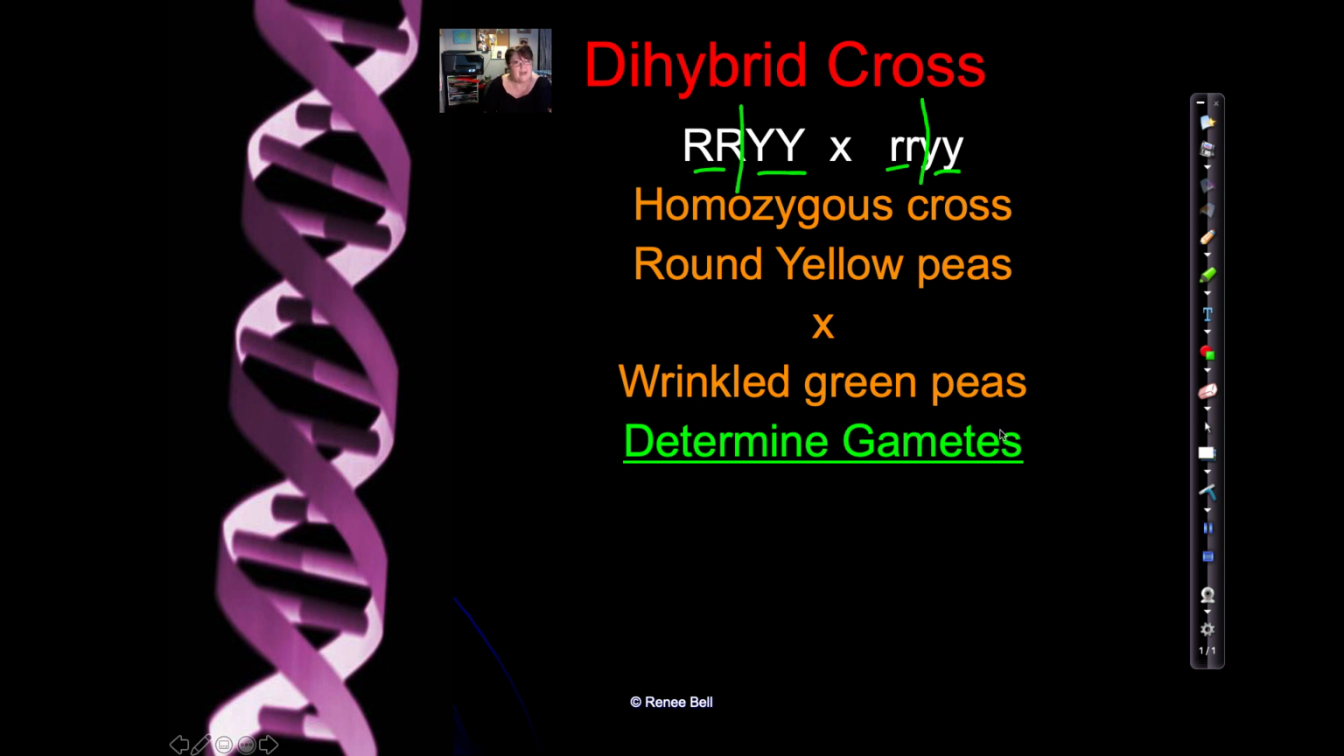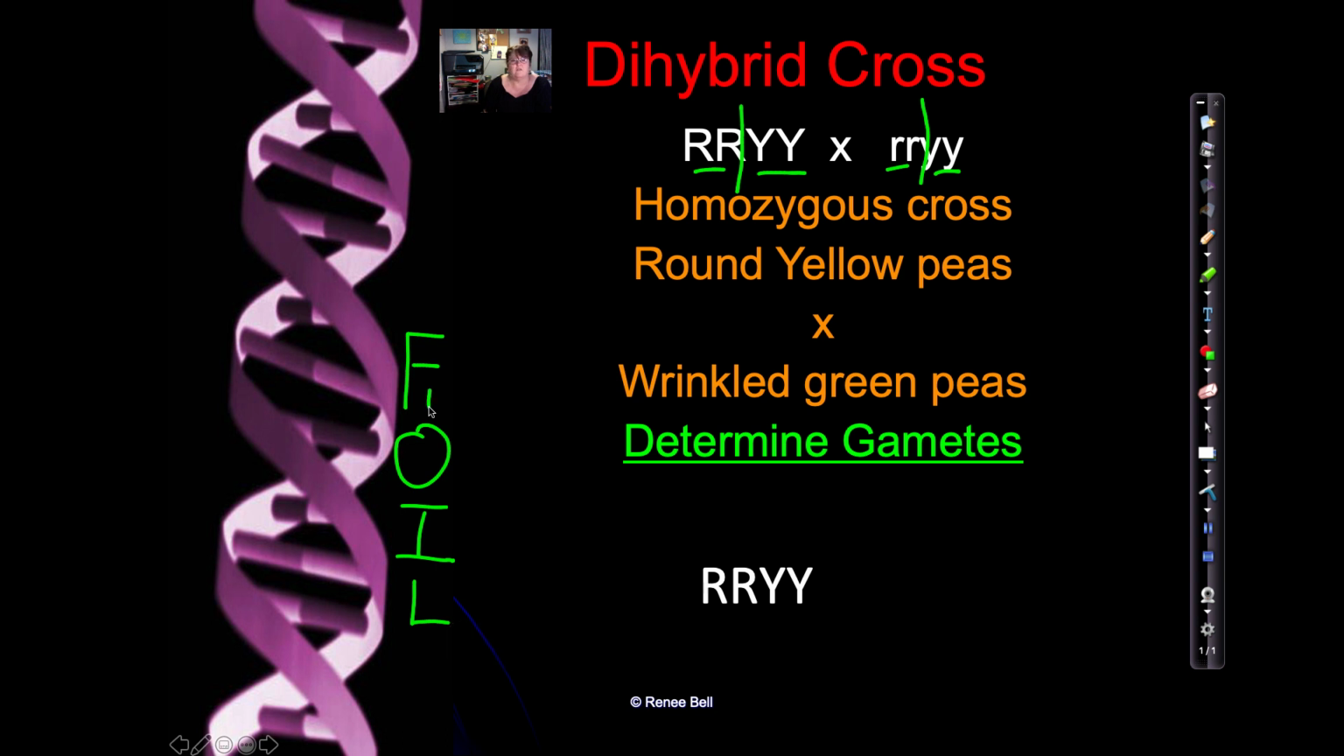To do that, we have to determine our gametes. Now before, when you had big R, you only had two options, right? Well now, because we have the second trait on here, we're going to have 4 options, and we're going to have to do something called FOIL. F-O-I-L.